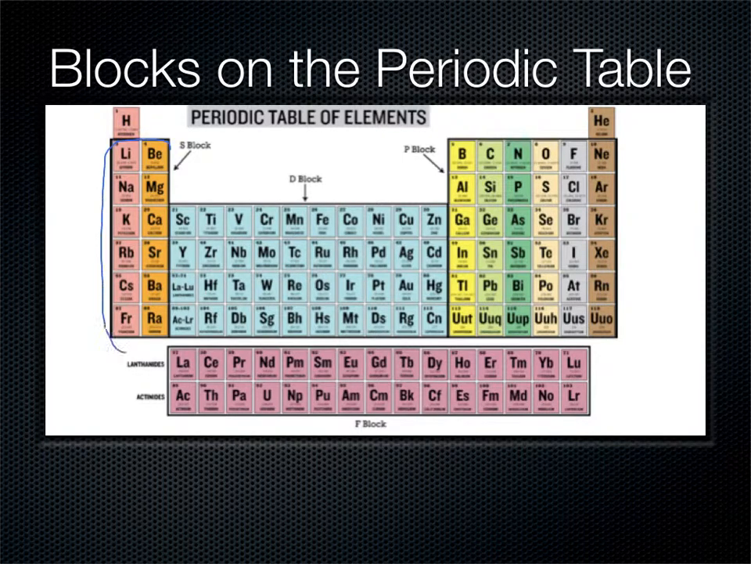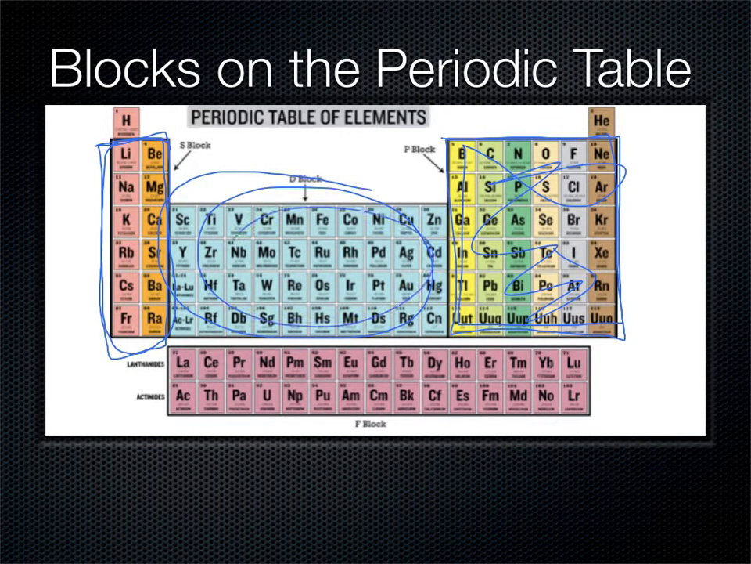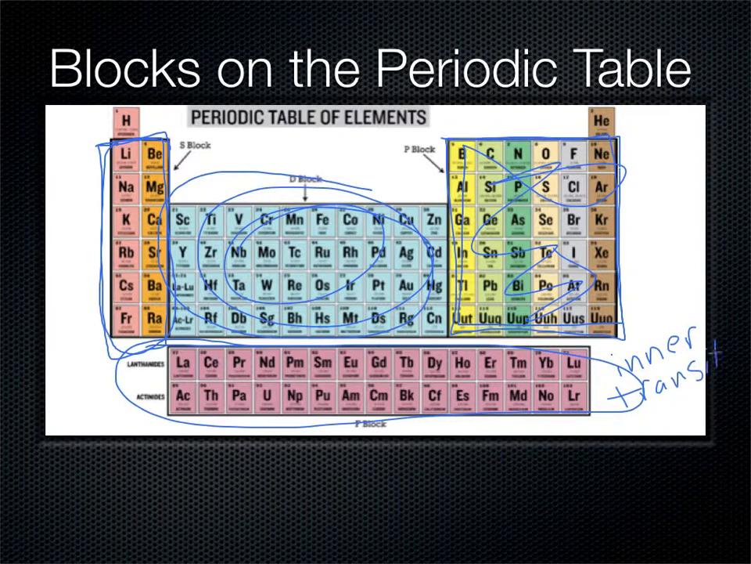So all of these guys right here, these are known as the S block because that's what you're filling. You're filling the S sublevel. Over here, these are known as the P block because you're filling in the P sublevel. In the middle, these transition ones, these are the D block. You're filling the D sublevel. And down here, the lanthanides and the actinides, sometimes known as the inner transition metals, these guys are filling the F block. So be aware of that.